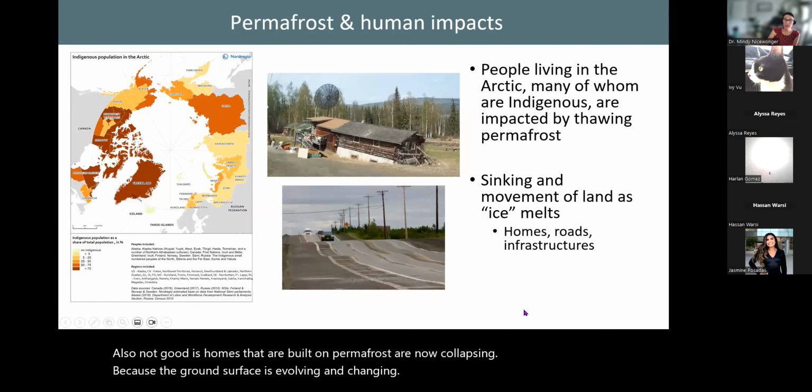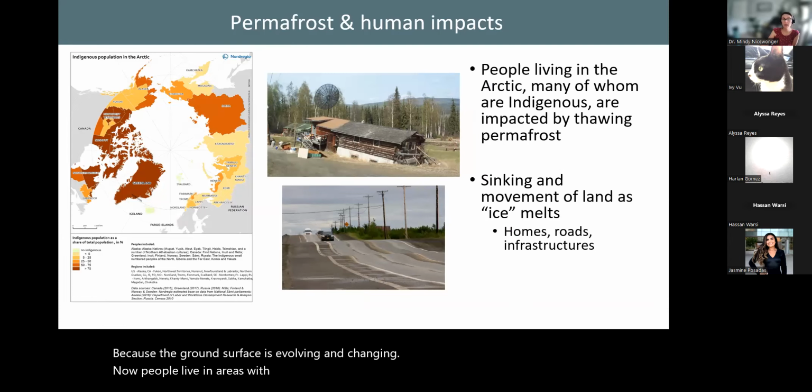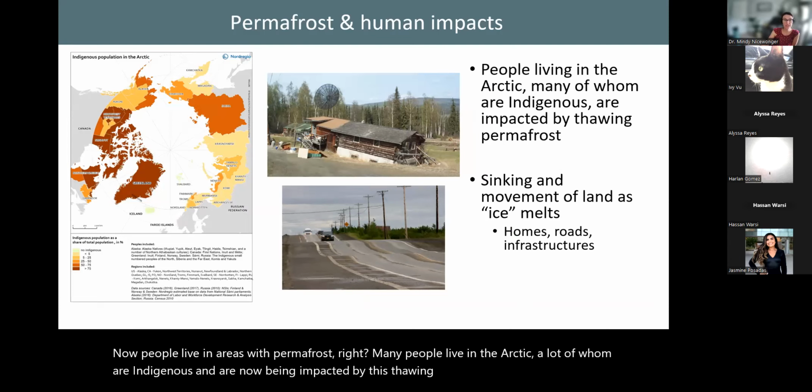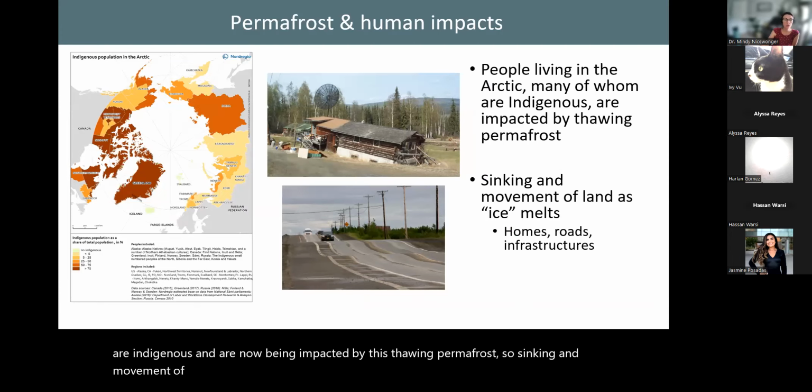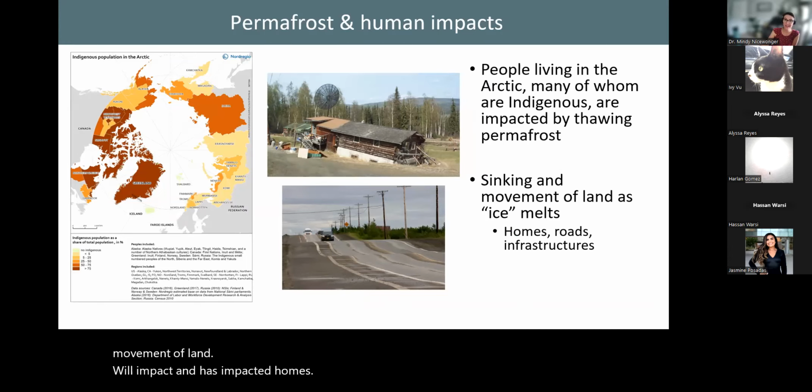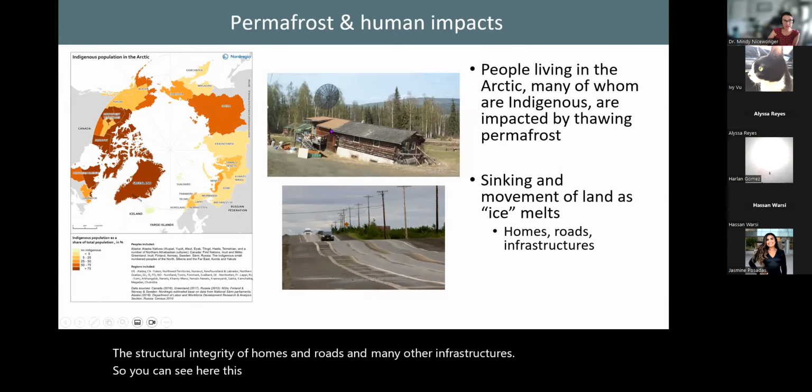Now, people live in areas with permafrost, right? Many people live in the Arctic, a lot of whom are indigenous and are now being impacted by this thawing permafrost. So sinking and movement of land will impact, and has impacted, homes, the structural integrity of homes and roads and many other infrastructures. So you can see here this home sinking because the permafrost beneath the soil has thawed and maybe even completely disappeared.